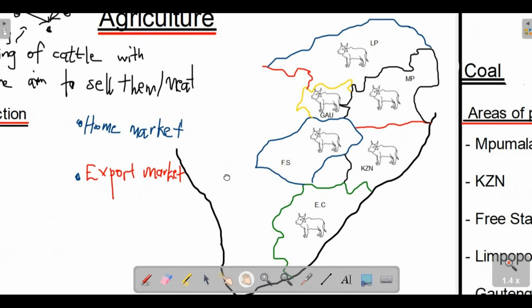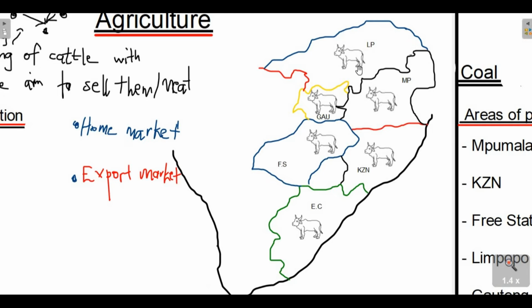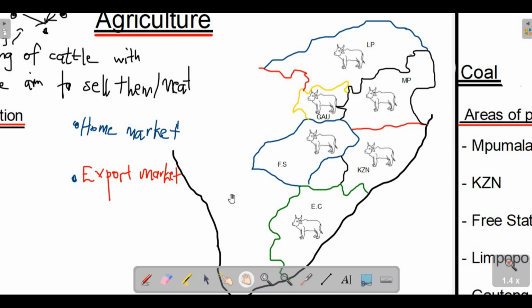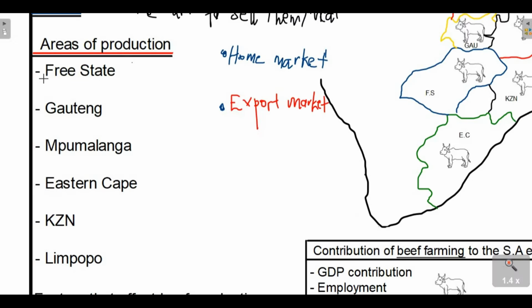As you can see on the right hand side here, I have the distribution of beef across the country, and it is clear that multiple provinces produce beef. Of course they do not produce the same amount of beef, and the stats differ each year. You can look at the numbers in Stats SA. So we have Free State. Free State does produce beef.